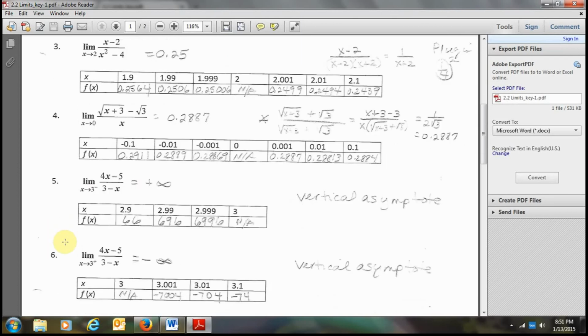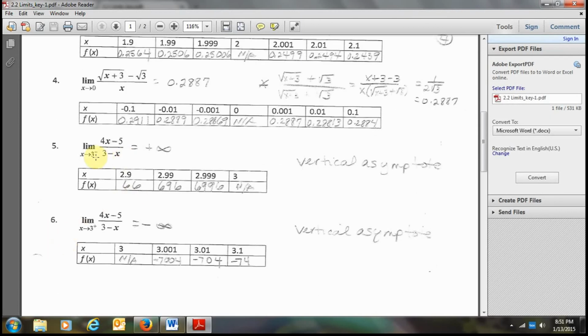And then on number 5, notice I'm approaching 3. This says from the left, so all I need to do is approach the values of 3 from the left, getting closer to 3: 2.9, 2.99, 2.999. 3 is not defined. 3 minus 3 is 0, so that would be a 0 in the denominator again.